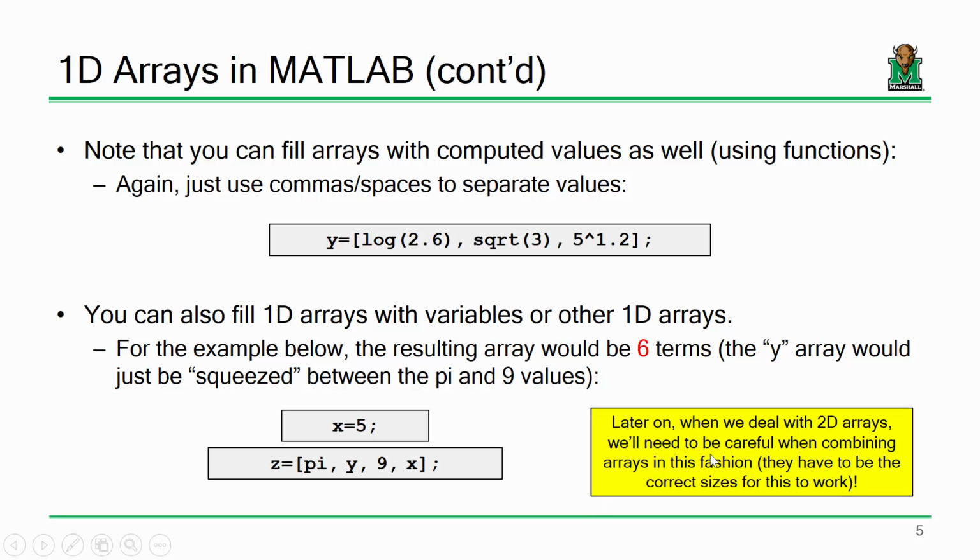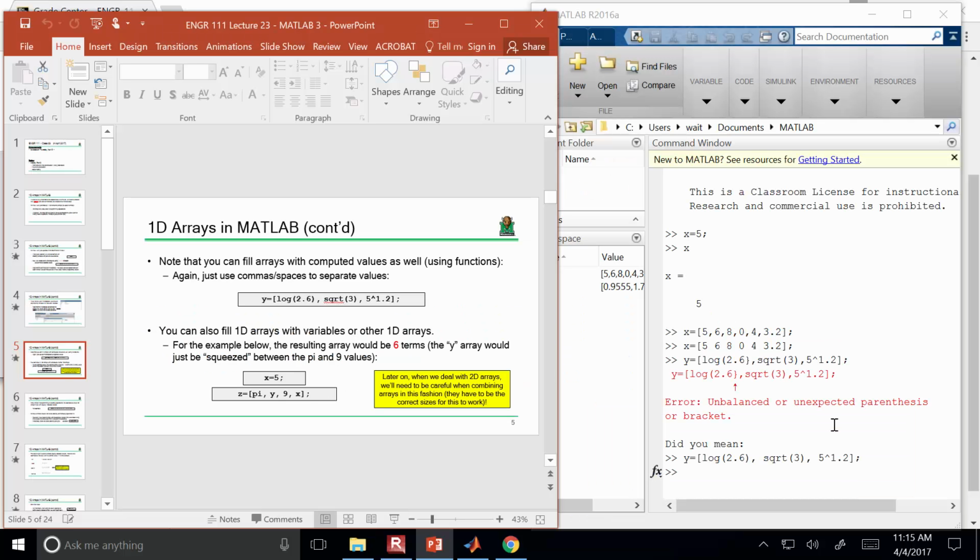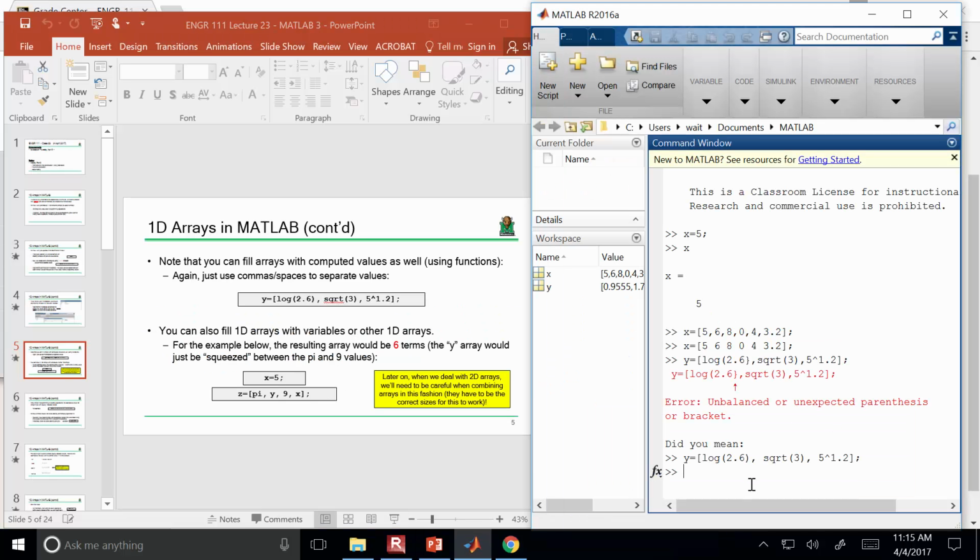We'll have to be careful later on when we're doing 2D arrays, which would be more than just a single row, because we have to make sure that the right number of sizes exist so that there is, for each row, the same number of columns. But for here, we don't have to worry quite so much.